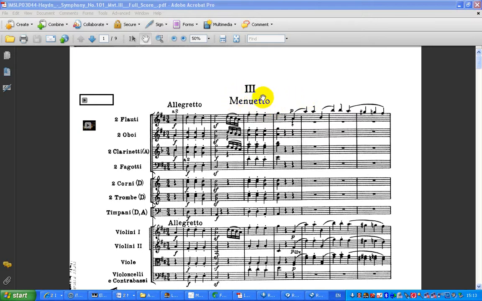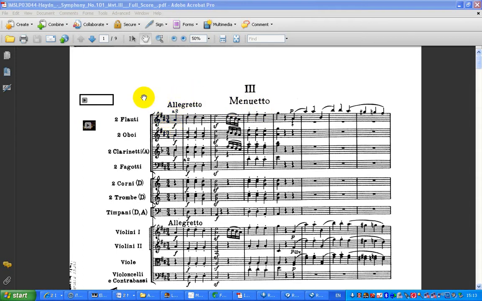So minuetto, forerunner of what we call a waltz. Waltz is in 3 beats in a bar, minuets are in 3 beats in a bar. It's typical, it's a dance movement because they would have been dancing to minuets. So we've got 3 crotchet beats, 3/4, 3 beats to a bar. Let's have a little look.